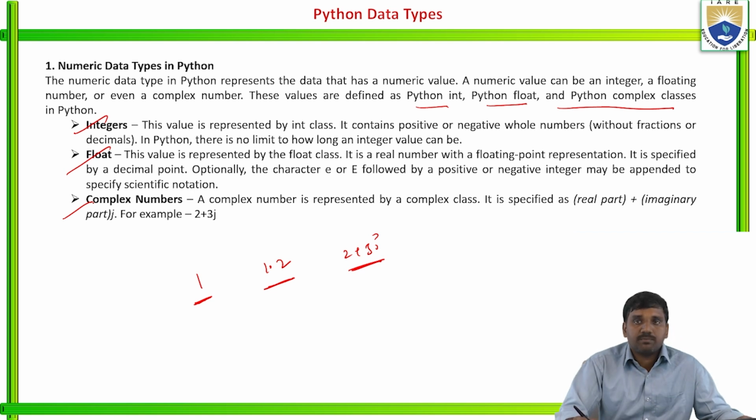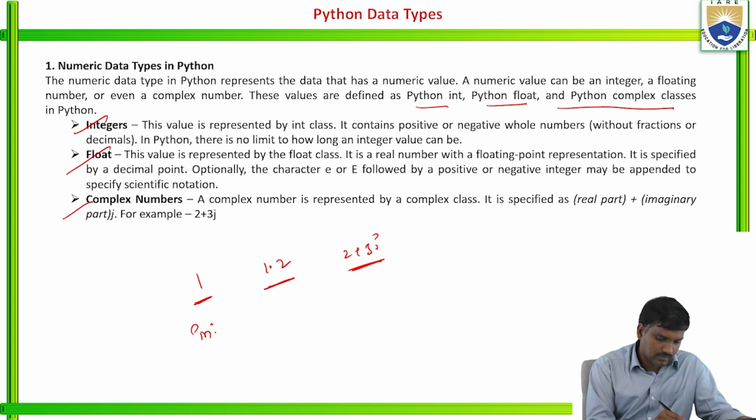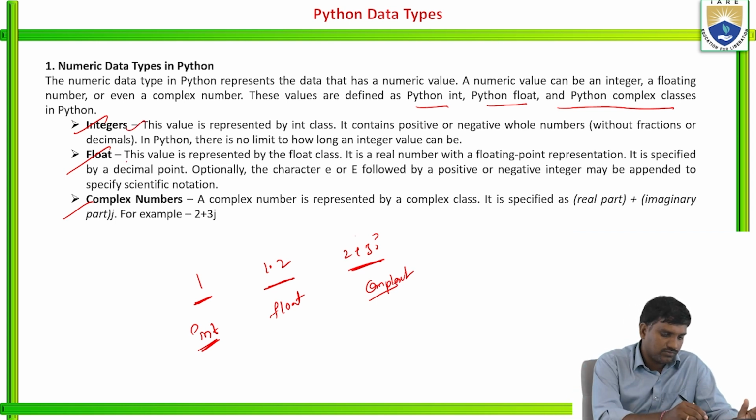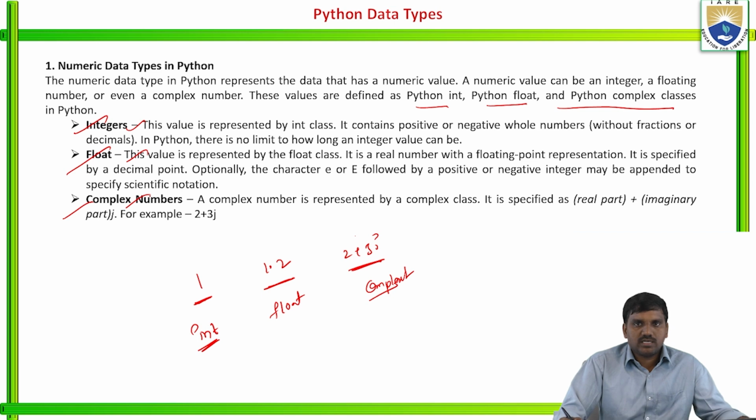This value is represented by int. This is the float value, it is float, and this is a complex number, which is a combination of real and imaginary values. So these are the integer, float value, and complex number. These are the numeric data types available in Python.